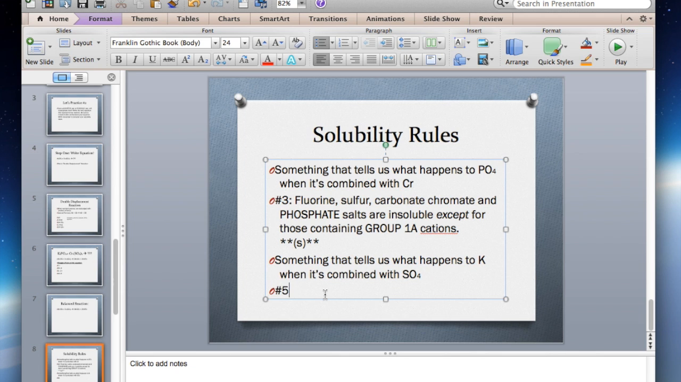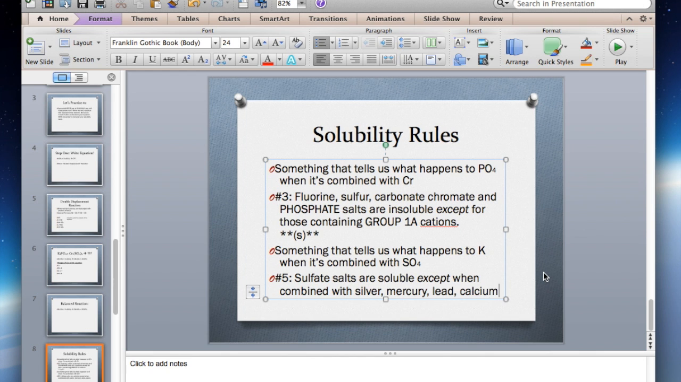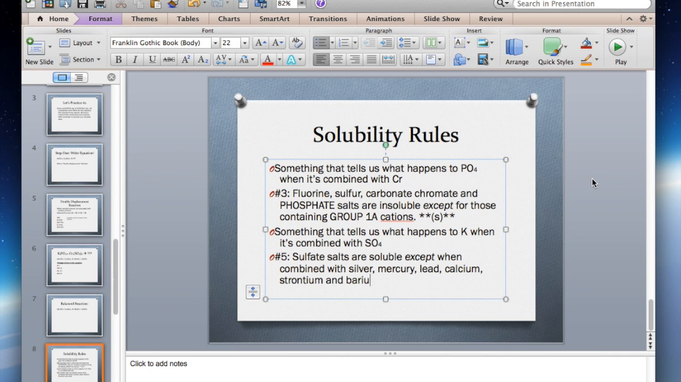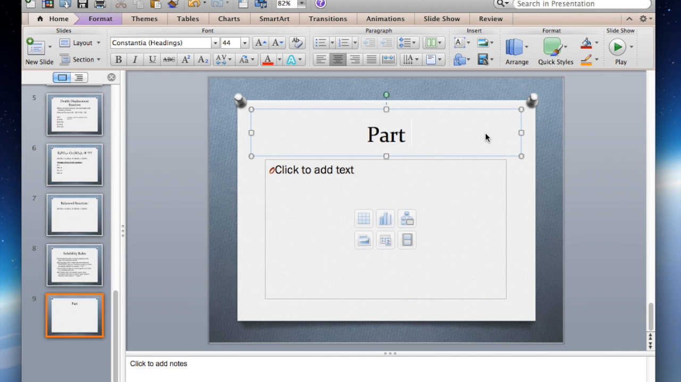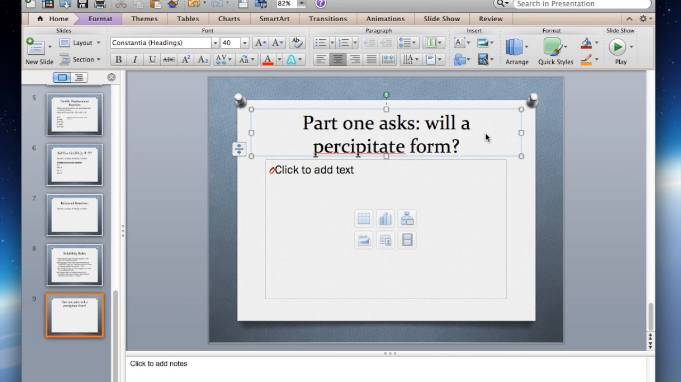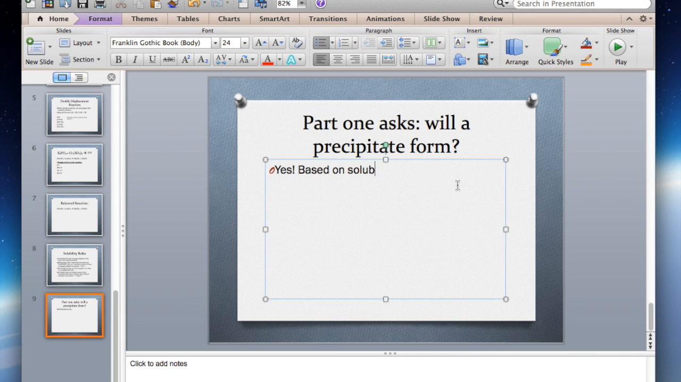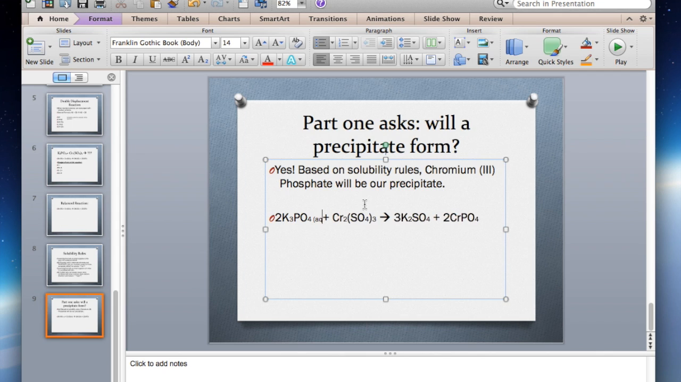Now, number 5 from video C states sulfate salts are soluble except when combined with silver, mercury, lead, calcium, strontium, and barium. In our equation, sulfate is combined with potassium, which is not one of the exceptions listed, so that's aqueous. So part 1 asks, will a precipitate form? Yes, based on the solubility rules, chromium 3 phosphate will be our precipitate. So let's write the states: aqueous, aqueous, aqueous, solid.